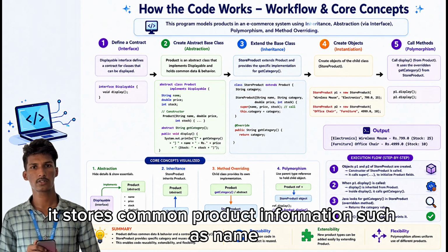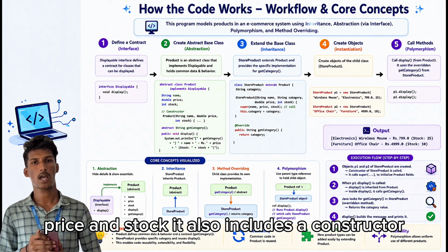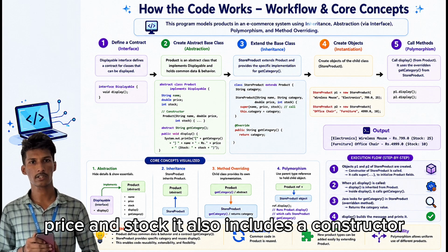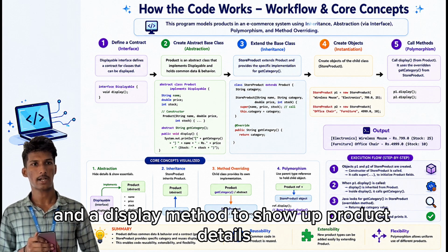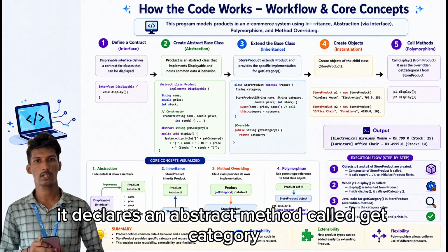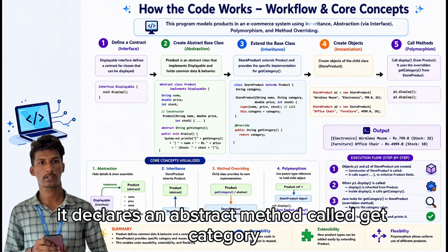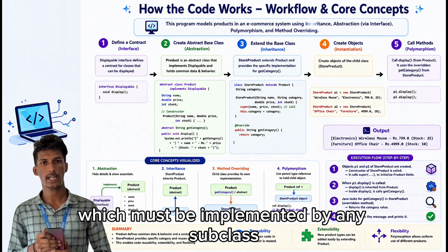It stores common product information such as name, price, and stock. It also includes a constructor to initialize these values and a display method to show product details. Additionally, it declares an abstract method called getCategory, which must be implemented by any subclass.